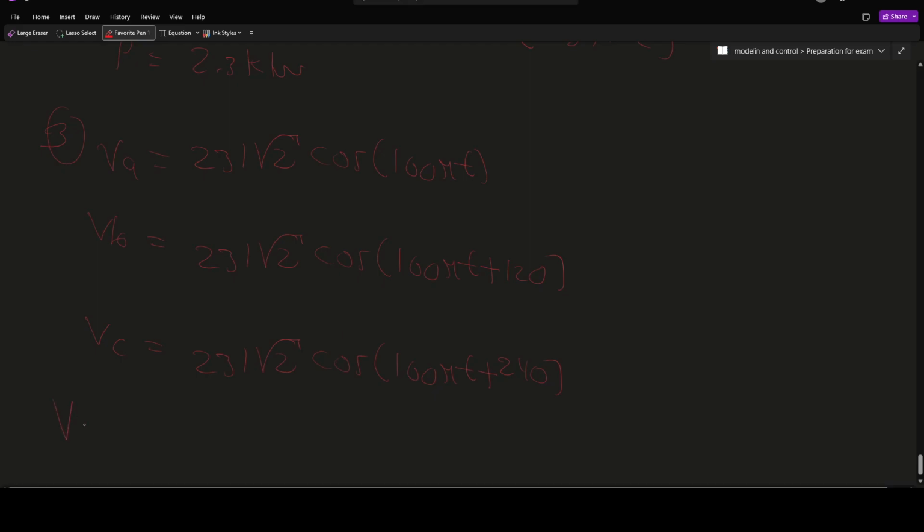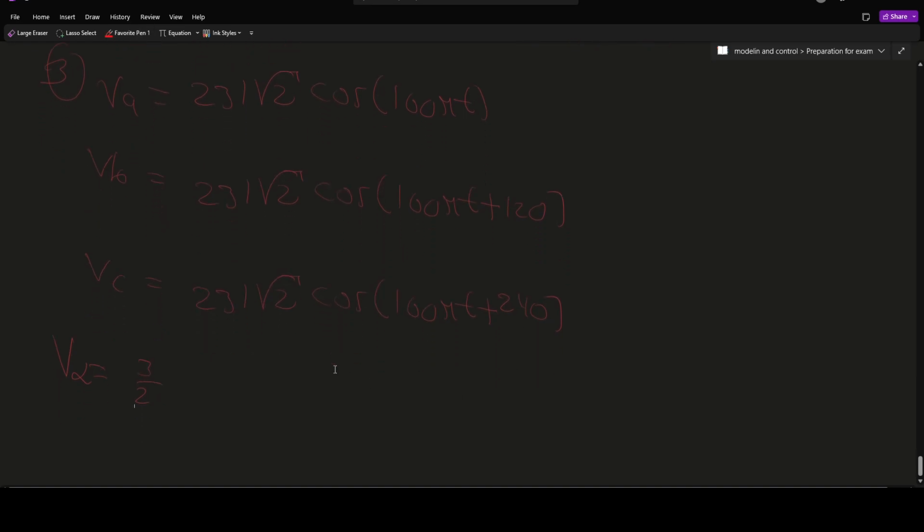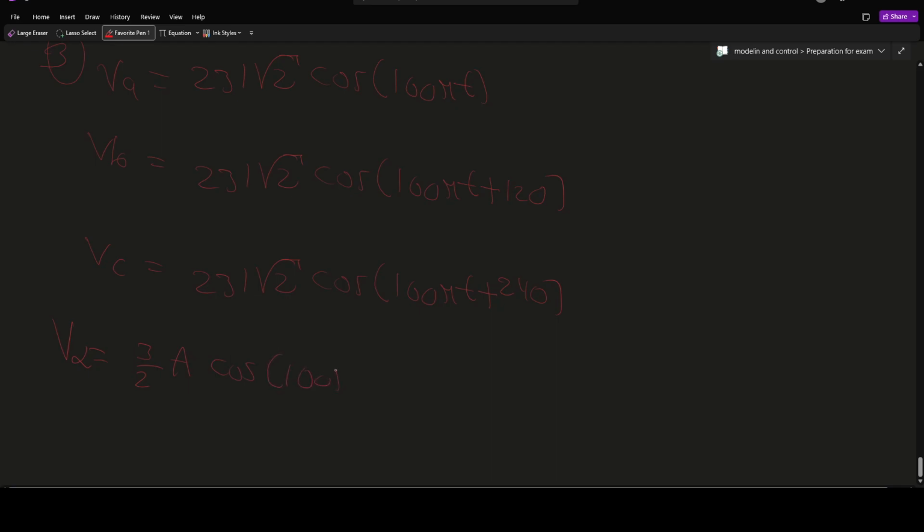So our alpha component is going to be 3/2 the amplitude times cosine of 100 pi t. I'm just going to write it so we always have it. And our beta component is going to be 3/2 the amplitude and sine of 100 pi t. Similarly for the current phasors, the alpha is going to be 3/2 the amplitude of cosine of 100 pi t, but we are going to subtract an angle theta.